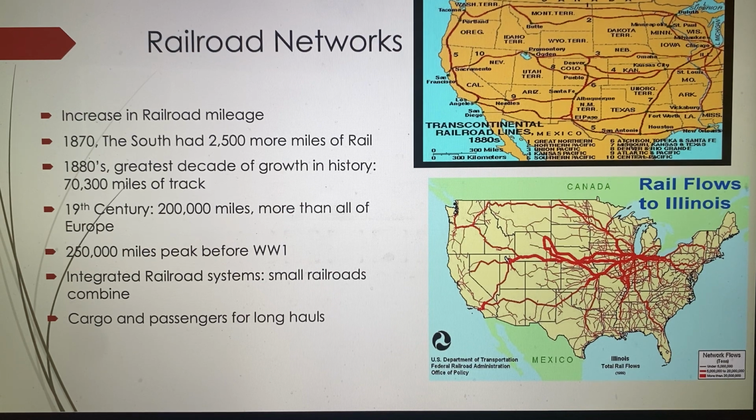250,000 miles peaked before World War I. So before World War I started, around 1914 or so, we had 250,000 miles of track. This would include all of the integrated railroad systems, small railroads that were combined with the larger railroads. These smaller lines would transport not only cargo but also passengers. So there came to be a lot more passenger trains across the country, and people who had never seen the West before could get on a train and come to the West even as tourists.